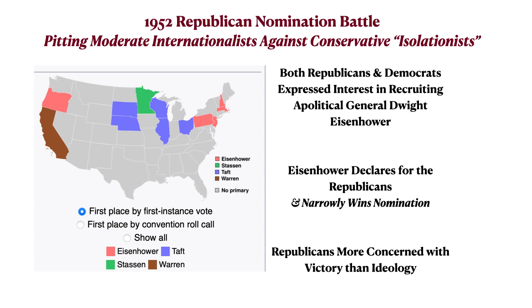Interestingly, both the Democrats and Republicans had shown some interest in Eisenhower. Nobody really knew what his political positions were. He was quite apolitical. But he ultimately declared that he was a Republican and does enter the race and narrowly wins the nomination. Republicans by this time were much more concerned with victory than ideology. They had been losing election after election, including one they thought they had in the bag in 1948. And so victory was their primary concern.